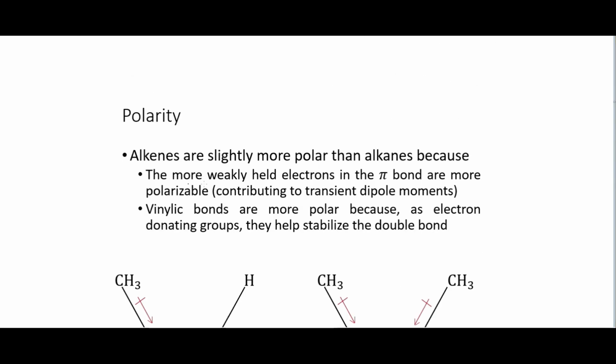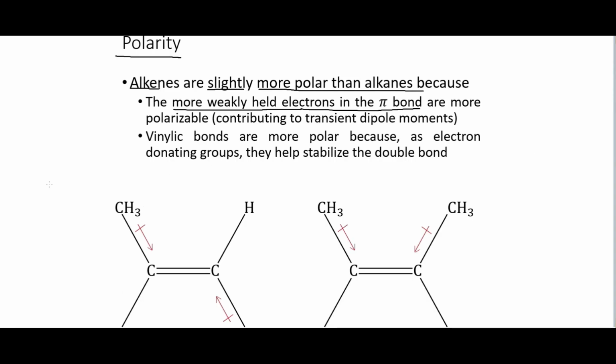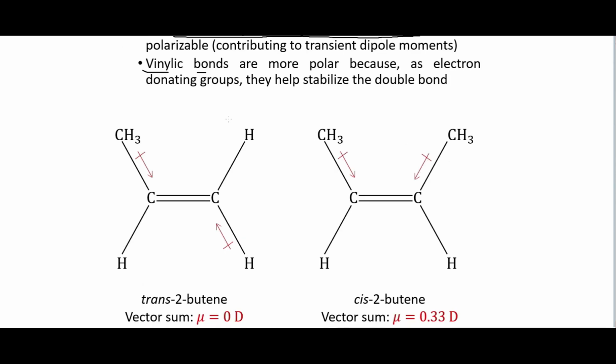All right, and so the last thing I wanted to talk about here is actually the polarity. And so alkenes are slightly more polar than alkanes because they have these more weakly held electrons in the pi bond that are more polarizable. So you can think of, I was using this in a previous video, that the electron can sort of slosh around in these bonds a little bit more, and so there can be a little bit more polarity on them. And we can also see that these vinylic bonds are more polar, which is what we see here.